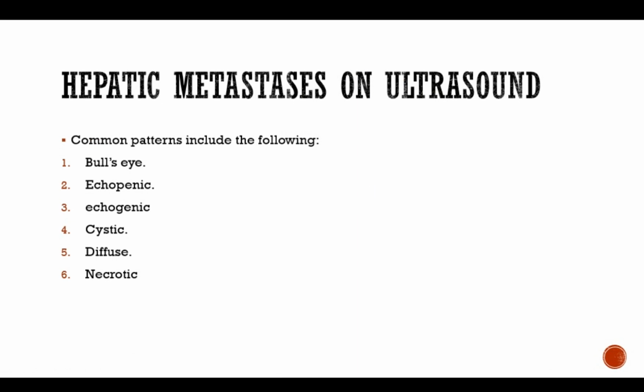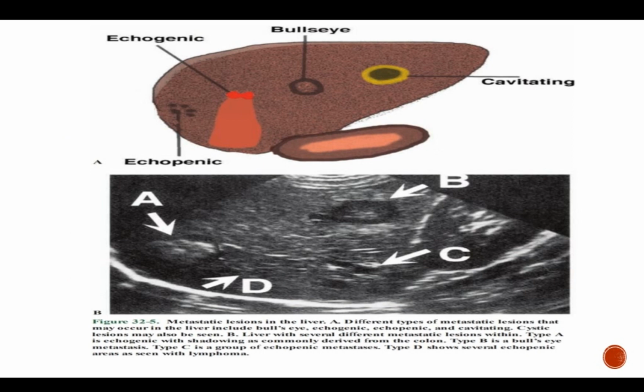Now, on ultrasound, there are variable patterns of metastasis. The most common pattern is bull's eye. I'll explain them on this picture. So this is the bull's eye pattern. As we can see, it is an echogenic center surrounded by an echopenic halo. Or it could be echogenic, as seen in this picture, with acoustic shadowing. It could be echopenic, as seen in this picture, with a posterior enhancement.